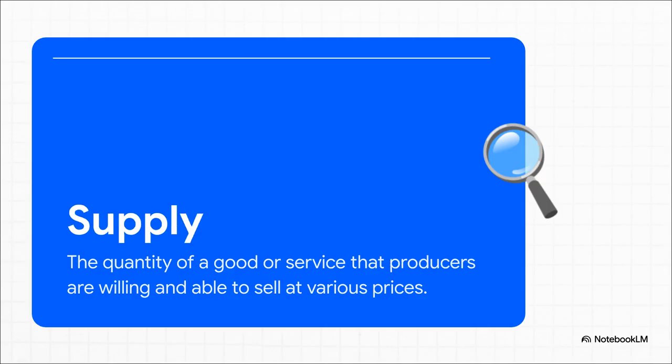And on the other side of the rope, pulling back, is supply. This is the producer's side of the story. The rule here is basically the opposite. The law of supply says that as the price goes up, the quantity producers are willing to supply also goes up because, hey, they can make more profit.